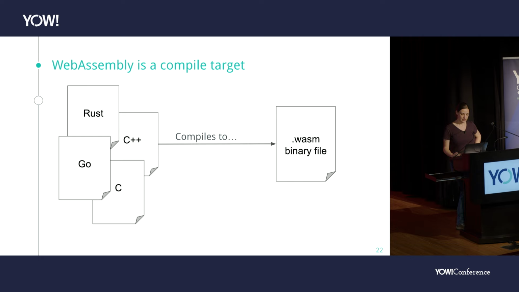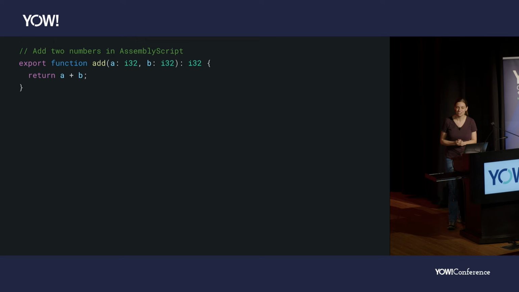So let's dive into a bit of an example. This is not Rust or C. It looks a lot like TypeScript, but TypeScript doesn't really have a 32-bit integer type. This is AssemblyScript. It's a purpose-built language that was built in order to compile into WebAssembly so that TypeScript developers wouldn't have to learn C in order to make use of WebAssembly. It makes a really good example because a lot more people know TypeScript than they know Rust or C.